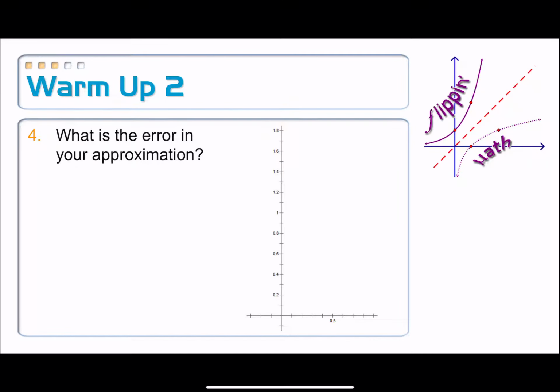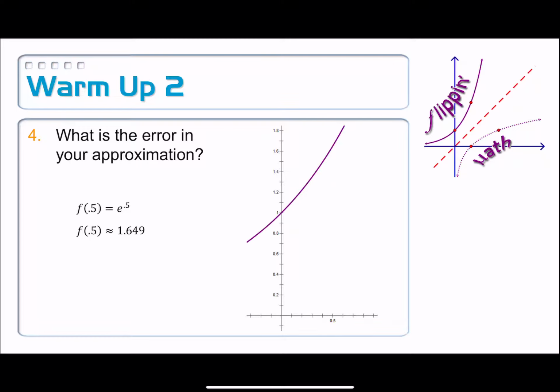Which brings us to the fourth part of this second warm-up question, like it hasn't lasted long enough already. What is the error in your approximation? Well, error just means that you take the difference between the actual value and the approximation. So this kind of assumes that we must have known the exact value anyway, and we're just going to pull that from the calculator and approximate it to 3 decimal places, 1.649.